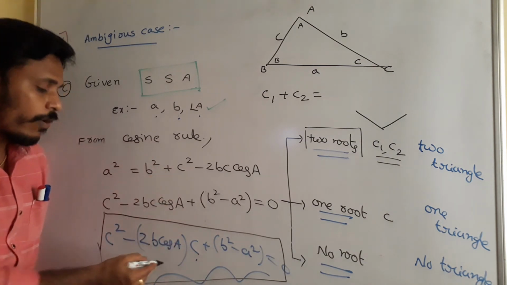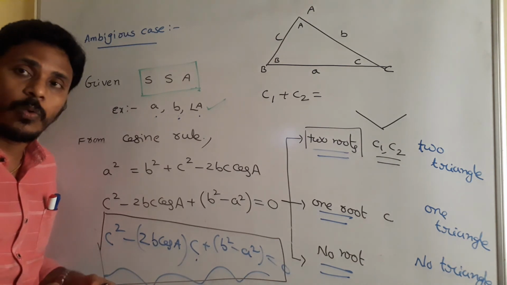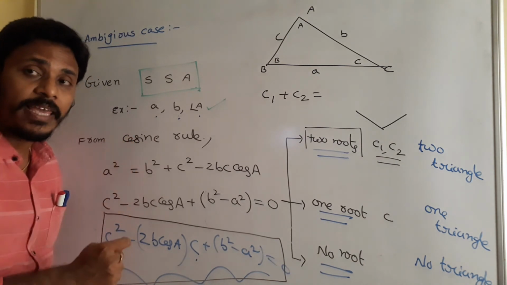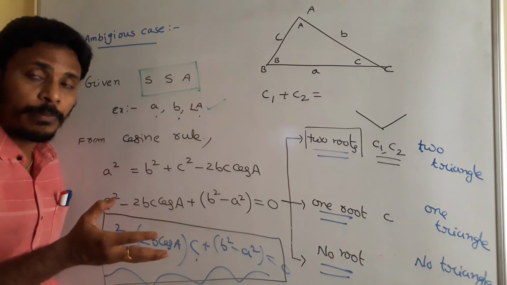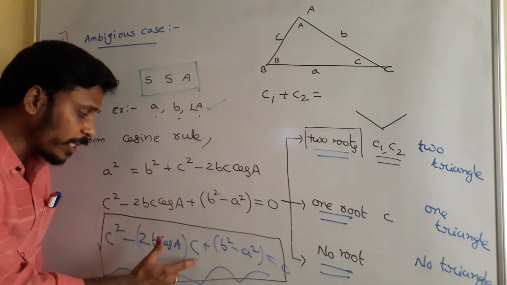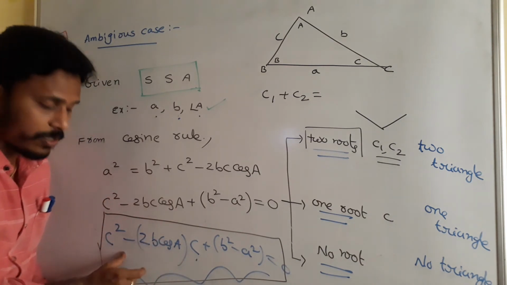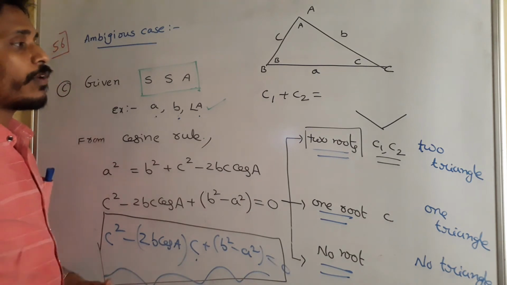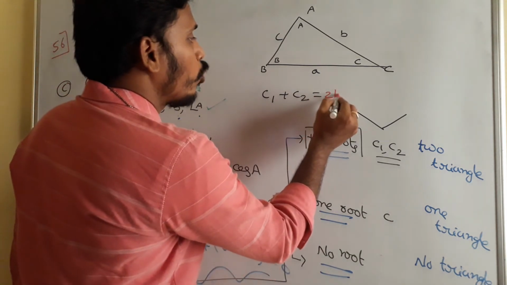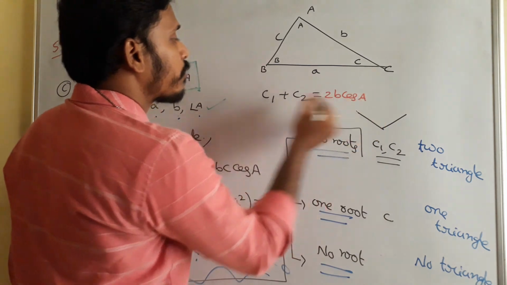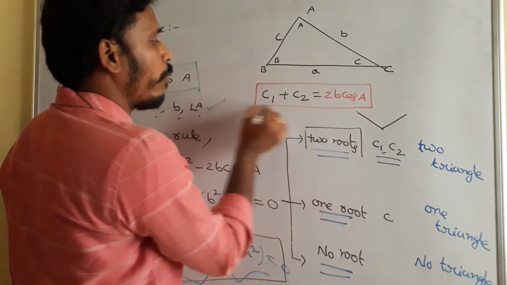Sum of the roots. From the quadratic, sum of the roots is always minus the x coefficient by the x square coefficient, minus b by a, usually we say. Here the coefficient of c is minus 2b cos A. So the sum of the roots c1 plus c2 is 2b cos A. Sometimes it is helpful to solve a problem.